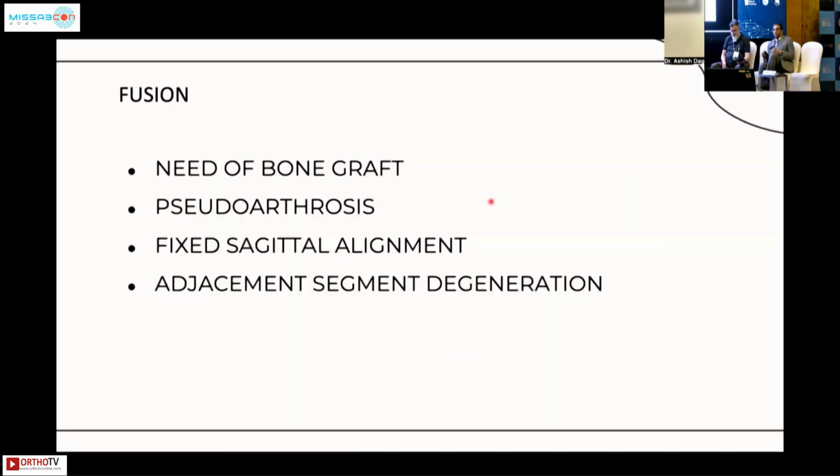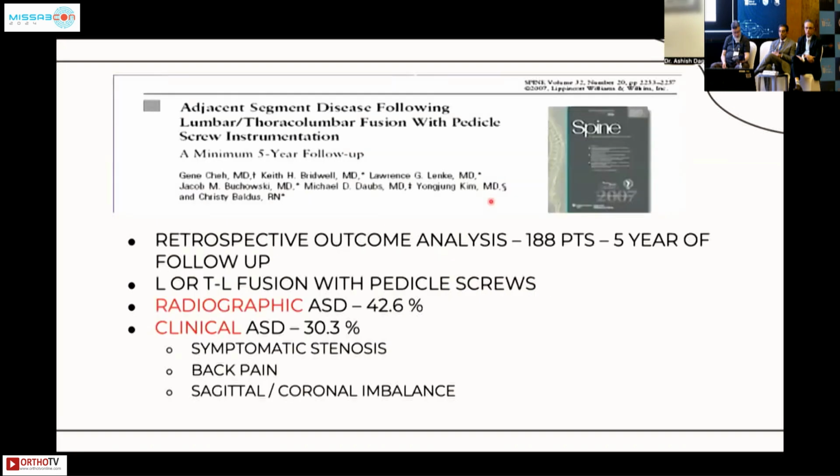Coming to the fusion first, we all know fusion has some disadvantages, which include the need of a bone graft. We might need to harvest it from autogenous sources, or we might need an artificial bone graft. There are chances of pseudoarthrosis when we are going for fusion. And once we have fused a segment, it is fixed for lifetime. We cannot alter it. And if it is fixed in a malalignment, the patient has to live with it. Then there is the case of adjacent segment degeneration, which we know that after fusion, the adjacent segments usually degenerate as time progresses.